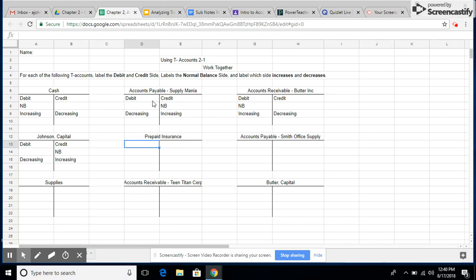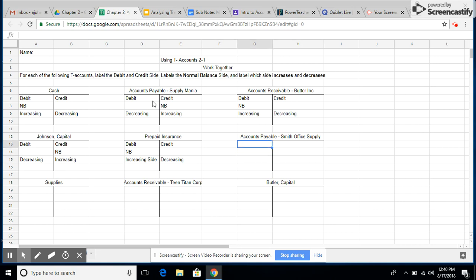Prepaid insurance. So the left side will be our debit, the right side will be our credit. Prepaid insurance is classified as an asset. Assets have a normal balance on the debit side. The increasing side is always the normal balance side. So for prepaid insurance, the debit side is going to be the increasing side, and the credit side will be the decreasing side.